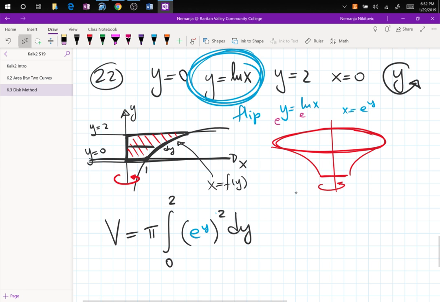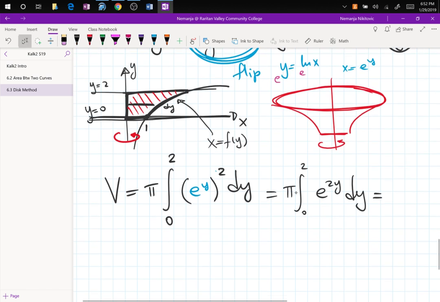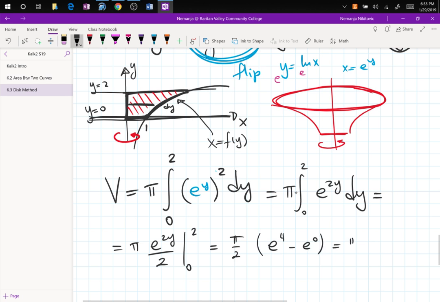Everything has to be in terms of y if you are rotating around y. Everything has to be in terms of x if you're rotating around x. So we have pi integral 0 to 2 of e to the 2y dy. Integration and everything works the same. So this is pi e to the 2y divided by 2, computed from 0 to 2. This is pi over 2 times e to the 4 minus e to the 0, which is pi over 2 times e to the 4 minus 1.